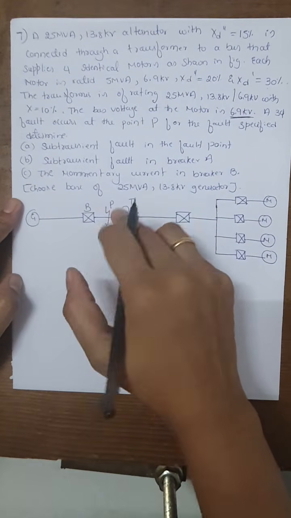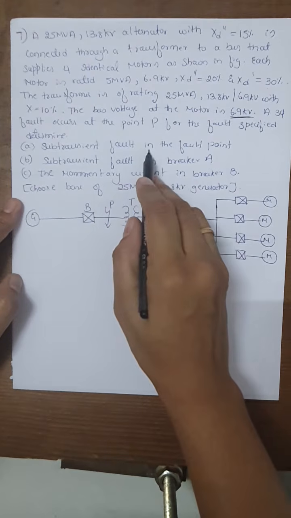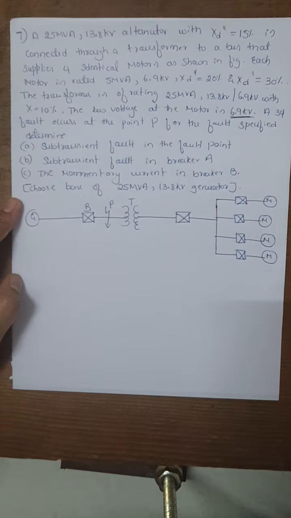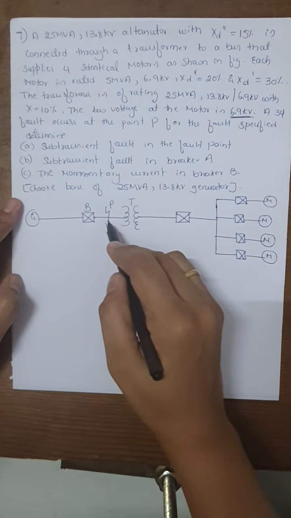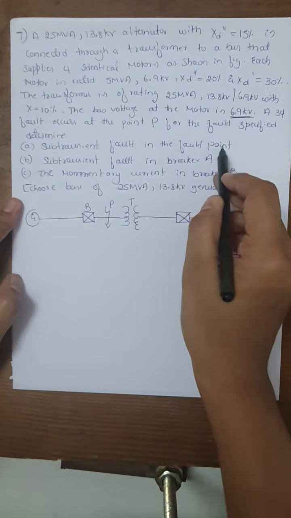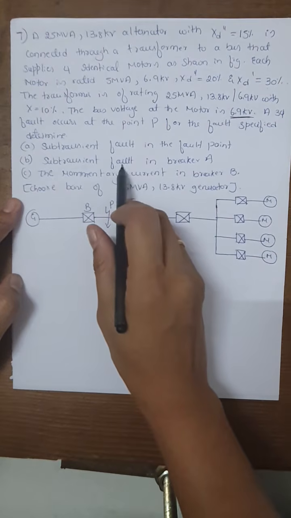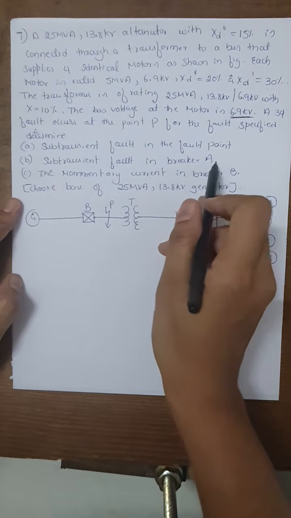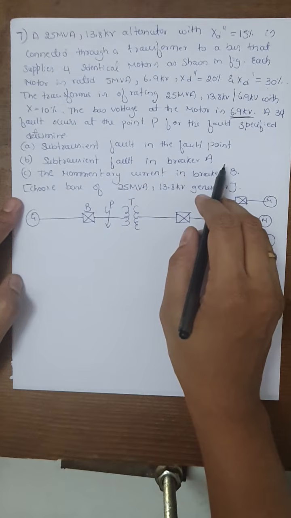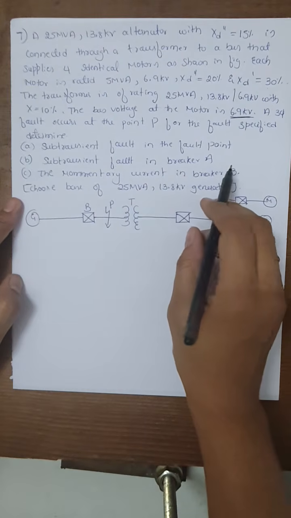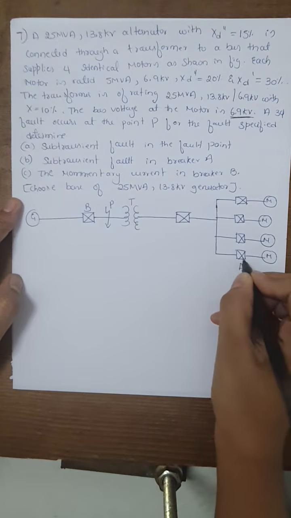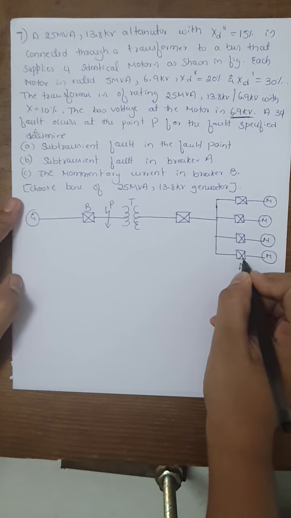Now what you have to do is find out the fault current at the fault point. At this particular point, the fault current needs to be calculated. That is the first thing. After that, you need to find the subtransient fault current in breaker A. Here we have the circuit breaker A, this point. Here you need to find out the fault current.